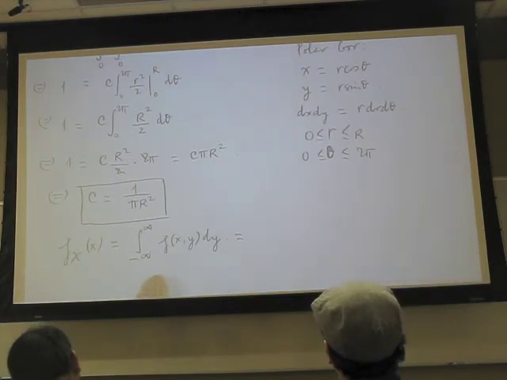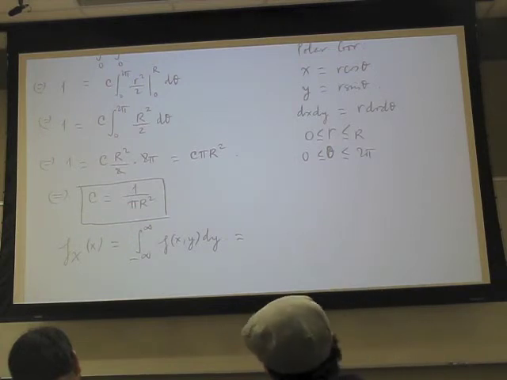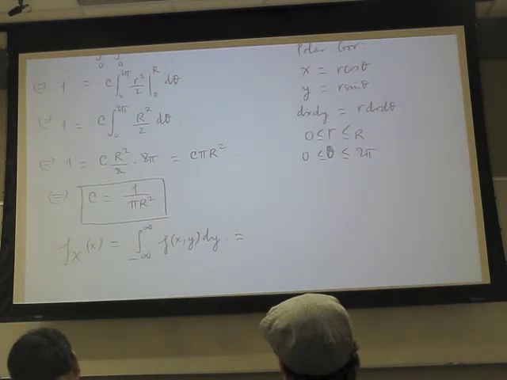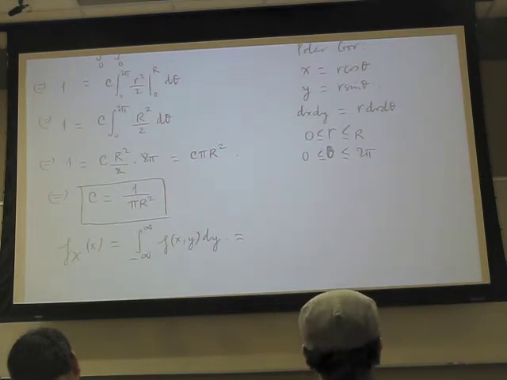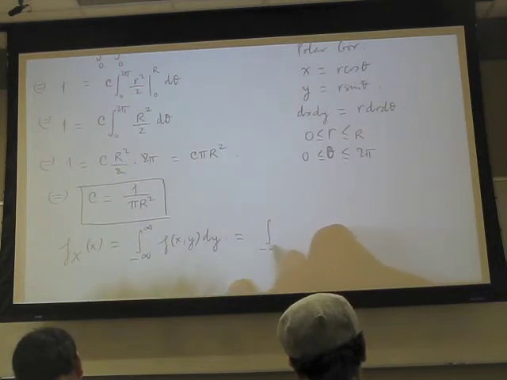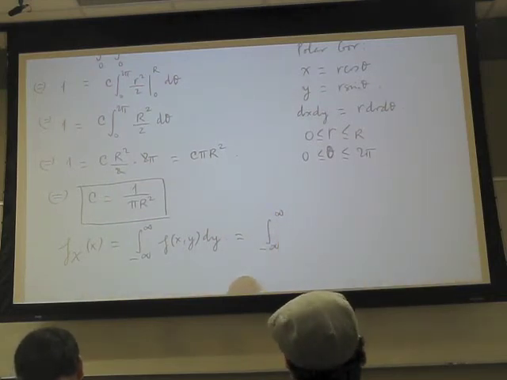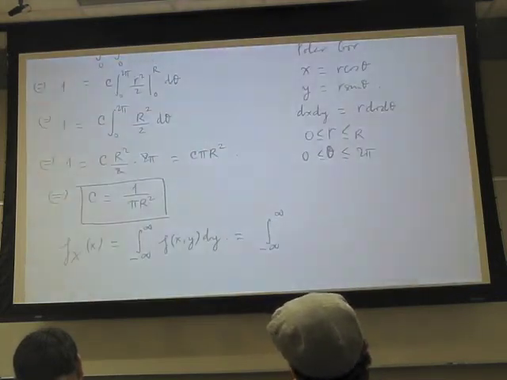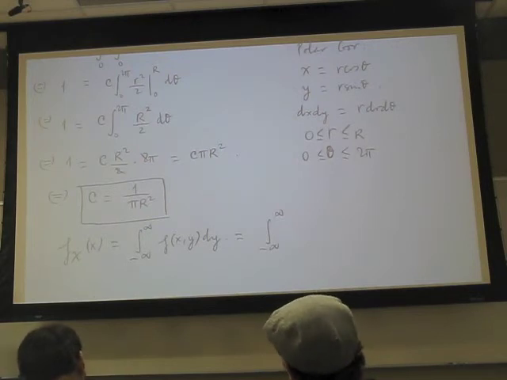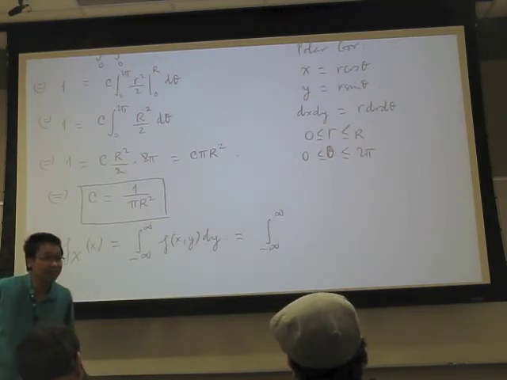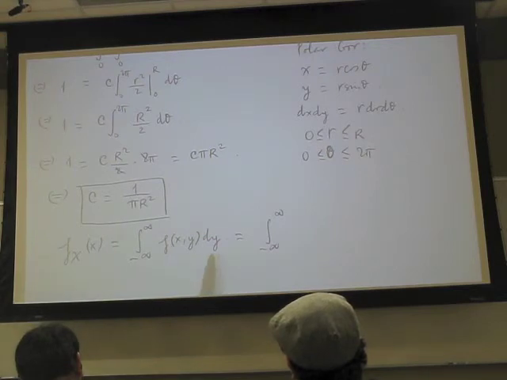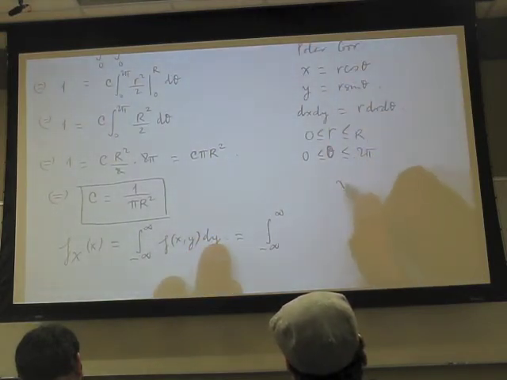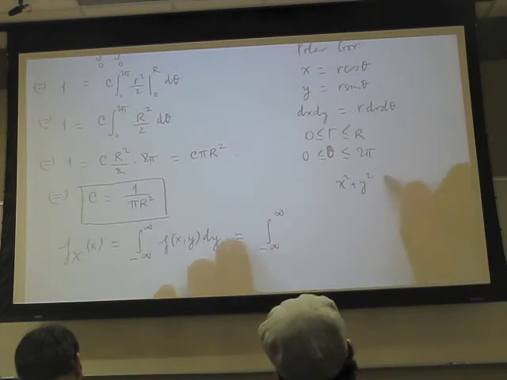Now, how do I do that? I already know my f of xy is what? There is c, which is 1 over pi r squared. Correct? So now what do I do? This one is the integral from negative infinity to infinity. Now, I know that outside the disk, this is going to be 0. Correct? So if I integrate over y right here, can you see that x squared plus y squared is less than or equal to r squared?